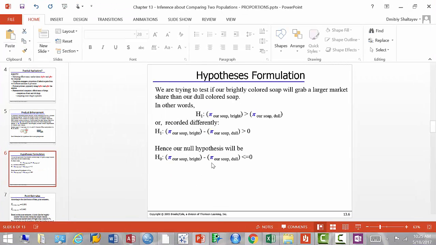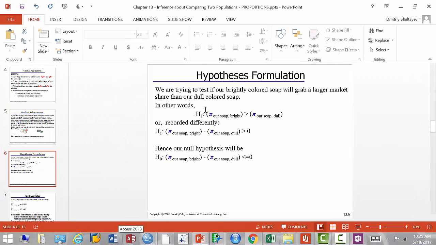All right, so what I'm trying to see is if my brightly colored soap will outsell the dull version in terms of the market share, not just in terms of pure numbers. So that becomes my alternative hypothesis, right? And I'm running low on the batteries, so I'm going to switch just to the slides, okay?